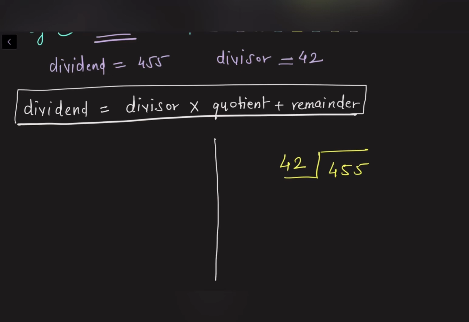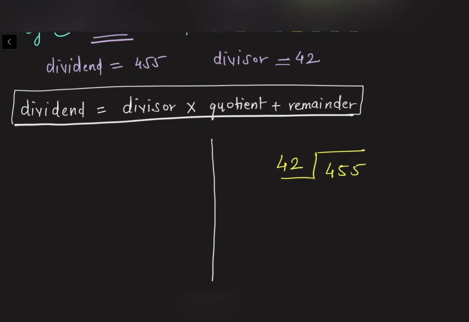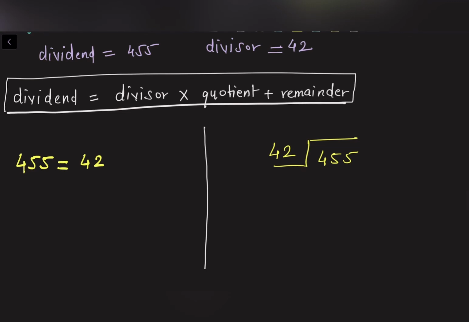So 455 is your dividend and 42 is your divisor, right? So I'll write in this form, 455 equal to 42. So 42 tens are 420, right? Correct. So what is the remainder then?